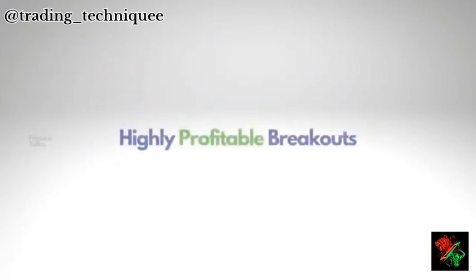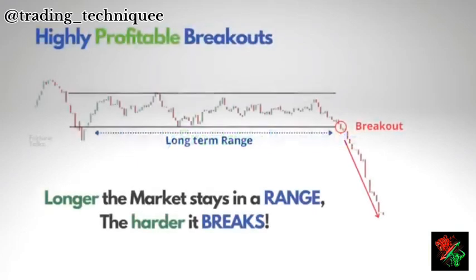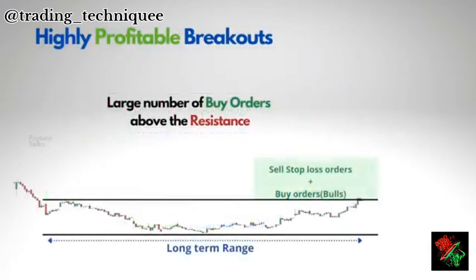Moving on, let us look at a highly profitable breakout trade scenario. Now here's the thing, the market is always changing. It moves from a range to a trend, from a trend to a range, etc. The longer the market stays in a range, the harder it breaks. This is true, but why is it true? Because the longer the market is in a range, the more orders are placed in the market. Let me explain. The bullish traders will put buy orders above the resistance, hoping to cash the breakouts. Similarly, the bearish traders will look to short the market at the resistance, and they will have their stop loss, which is also a buy stop loss order, and they place it above the resistance.